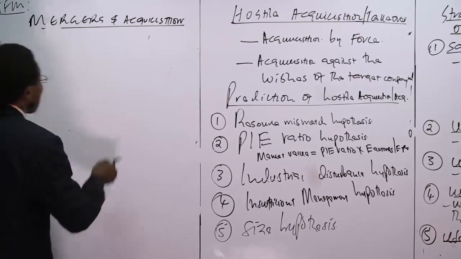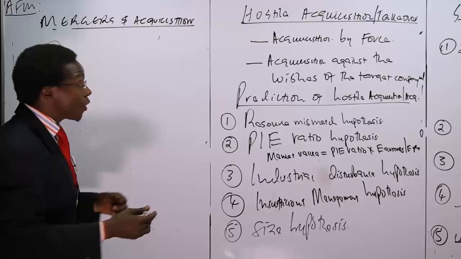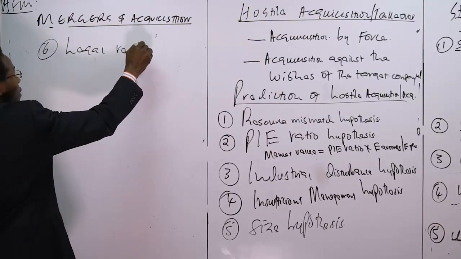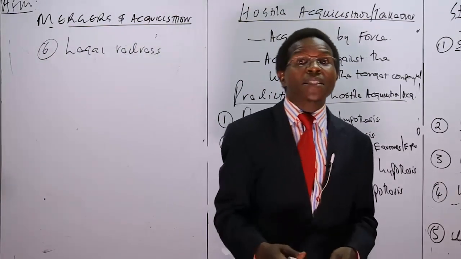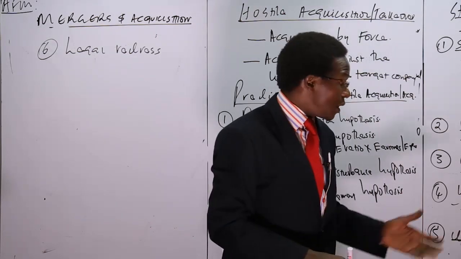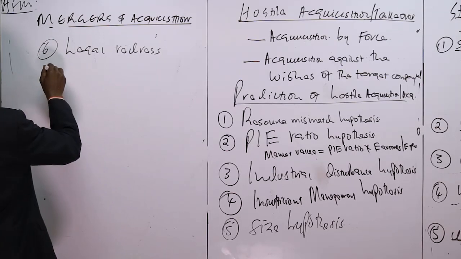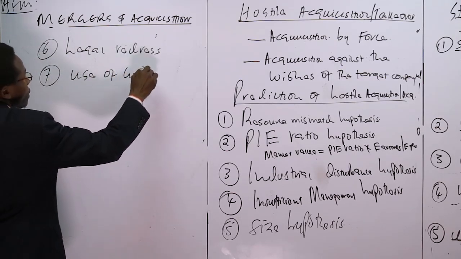Number 6, friends, we are going to have legal redress. In legal redress, the target company will go to court and seek an injunction against the takeover. So legal redress. Then we have 7, use of golden parachutes.